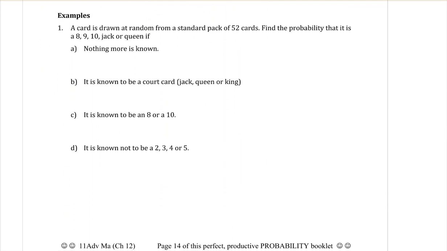A card is drawn at random from a standard pack of 52 cards. Find the probability that it is an 8, 9, 10, Jack or Queen if nothing more is known, meaning that there's no other restrictions placed on us at this point. So that means that we're looking at all 52 cards that are in our deck, and we just want to know how many of them are 8s, 9s, 10s, Jacks or Queens. So that's 1, 2, 3, 4, 5 different types of cards, and in 4 suits, 5 times 4 means that there will be 20 of those. That simplifies down to be 5 out of 13.